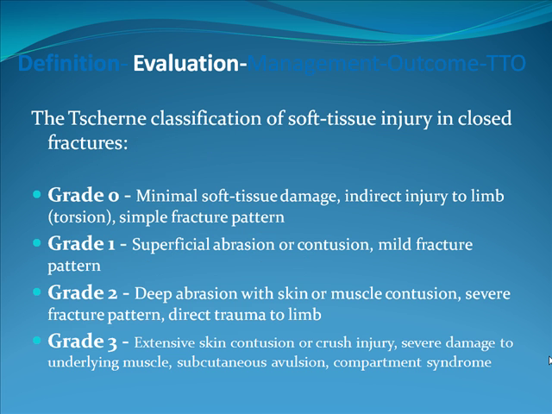repair. In contrast is the Tscherne classification of soft tissue injury in the closed fracture. Again, it has 4 grades, from 0 to 3. Grade 0 has minimal soft tissue damage, usually resulting from indirect injury to the limb, such as torsion or some fracture pattern. To the extreme, grade 3 has extensive skin contusion or crush injury.